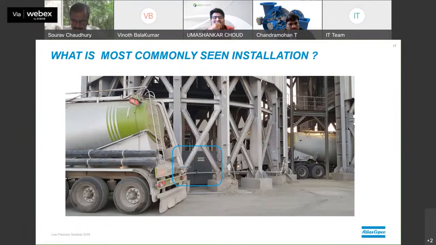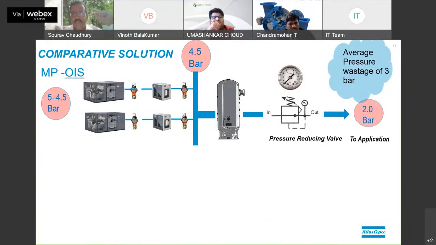Now, in most cement plants, what we normally see is this kind of application: a compressor, let's say an oil-injected compressor, normally at a medium pressure of around 4.5 or 5 bar, or a 7 bar compressor, which is put into a common header. Then a tapping is taken, on which a pressure reducing valve, or commonly known as PRV, is put to get the desired low pressure, around 2 or 2.5, which the bulker can sustain. But in doing that, let's analyze that.